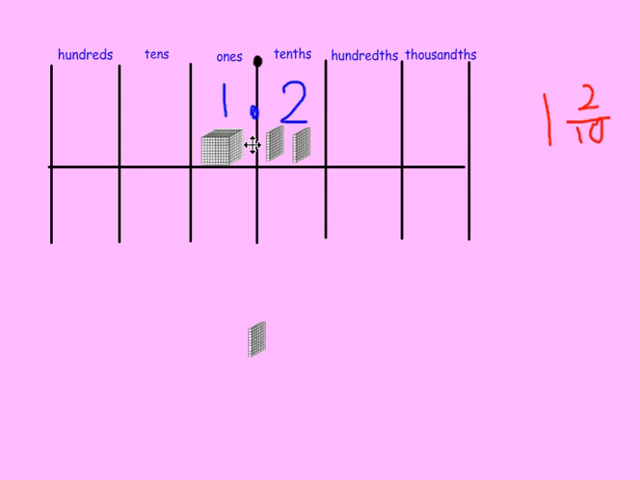Let's have a go at making another number. Say we take this one here. We put it in the tenths column because it is a tenth. Do you know what that number would look like as a decimal fraction? I think you would know. It looks like 0.1. 0.1 is the same as 1 tenth. So it would be 1 over 10 as a fraction.